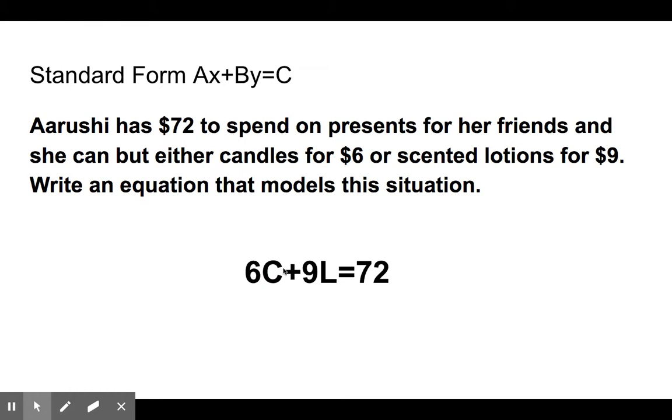All right, so we basically have $6 times the number of candles plus $9 times the number of lotions. The sum of those two should add up to 72. And there we go. We have an equation in standard form that came very naturally out of that situation.